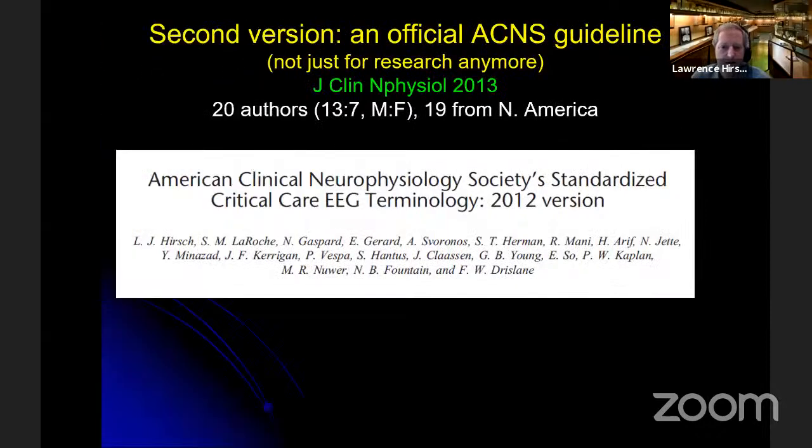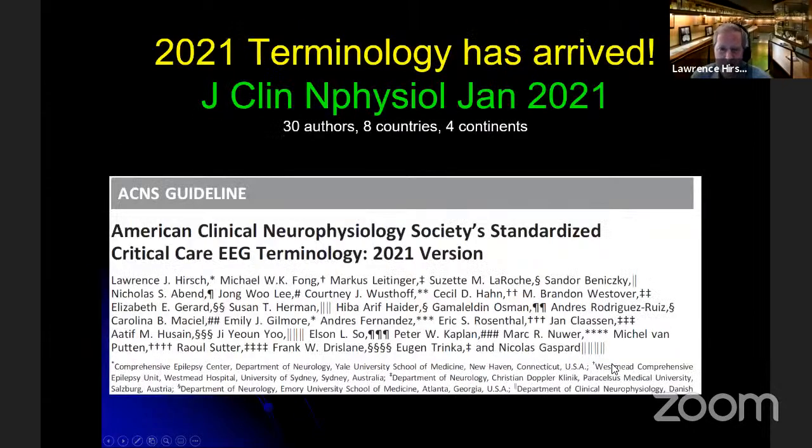By 2012, we published the next version, and in this one the word research was taken out, and this was a formal guideline from ACNS on how to describe critical care EEG patterns in clinical practice. You can see it was a much larger group, but again, mostly from North America. In fact, the only one who wasn't was Dr. Gaspard from Belgium, but he actually spent several years at Yale. So very North American centric.